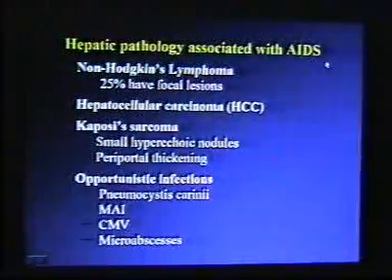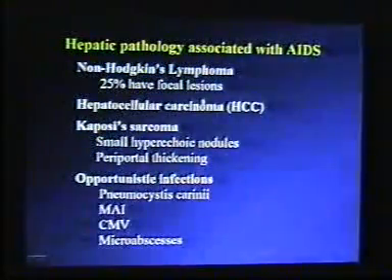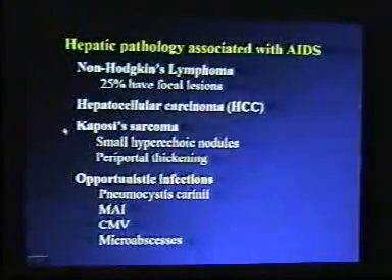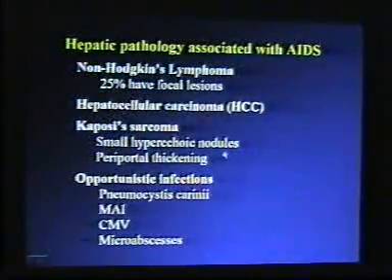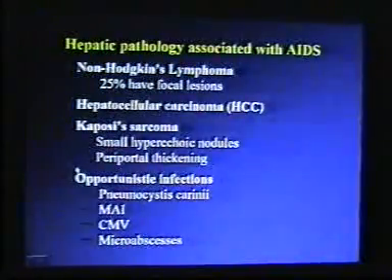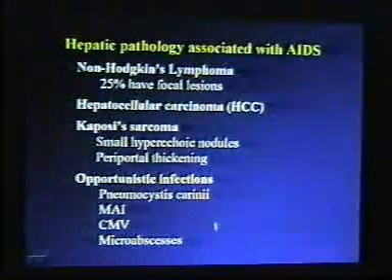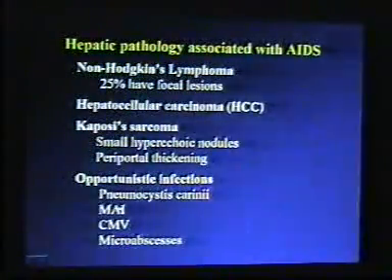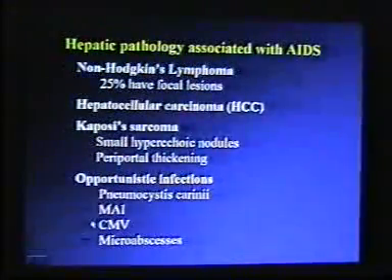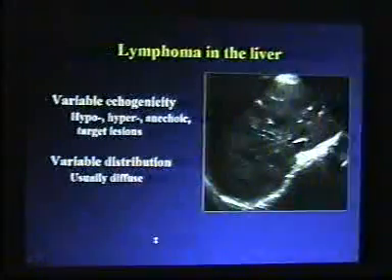Hepatic pathology associated with AIDS includes non-Hodgkin's lymphoma, 25% have focal lesions, hepatocellular carcinomas, and Kaposi's sarcoma. In Kaposi's sarcoma, small hyperechoic nodules and periportal thickening are seen, and we can find opportunistic infections as the immunity is decreased in AIDS patients. Many opportunistic infections come, like Pneumocystis carinii, MAI, cytomegalovirus, and microabscesses.